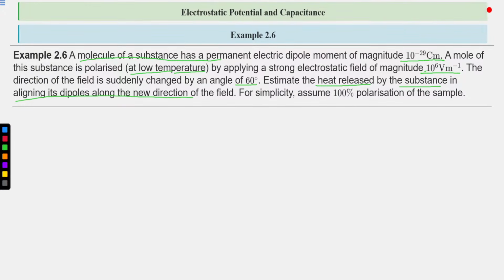We have to calculate it. For simplicity, assume 100% polarization of the sample. So what is 100% polarization? It means all the dipole moments in the substance are aligned in the direction of the electrostatic field. This is 100% polarization, so we have to assume that 100% polarization is there.